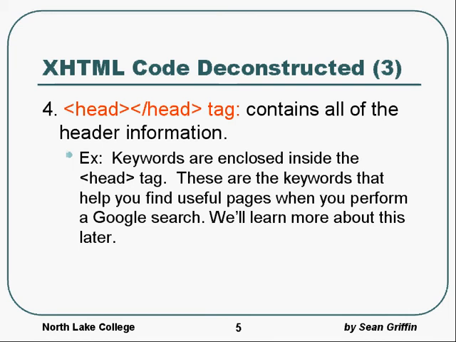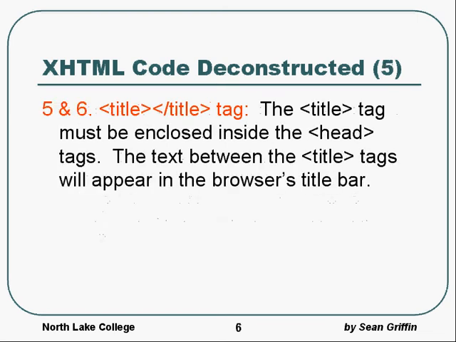We have a head tag. A head tag contains all the header information for a page. Things like keywords and meta tags. It also will include a title tag, as we'll see next. Title tags will just allow us to enclose a title between the title tags, and this title will appear in the blue information bar or the title bar of Internet Explorer, Opera, Firefox, or whatever browser you're using.